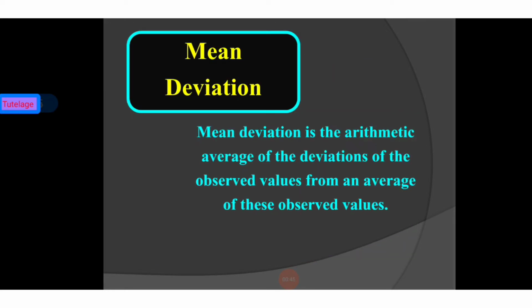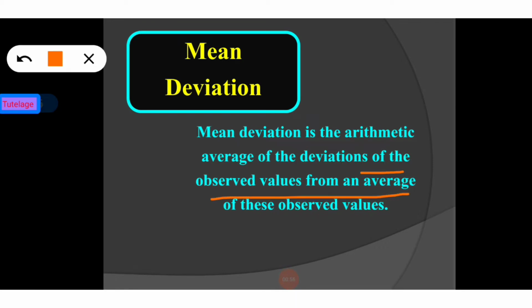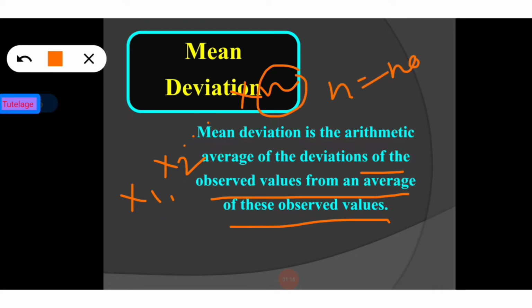So here this is the slide for mean deviation, and mean deviation is basically the arithmetic average of the deviation of the observed values from an average of the observed values. So what are the observed values? Okay, so we consider the observed values as x1, x2, dot dot dot xn. So here there are n number of values. Clear?